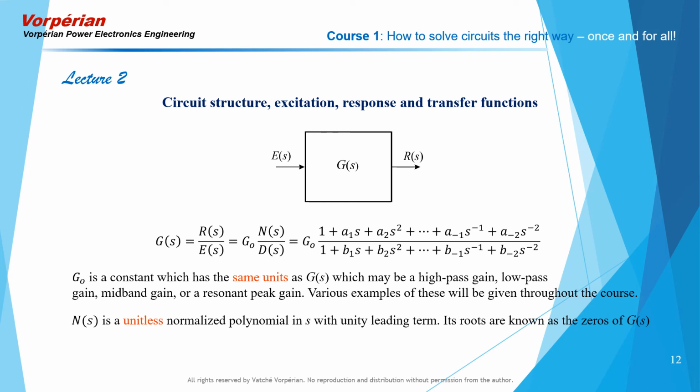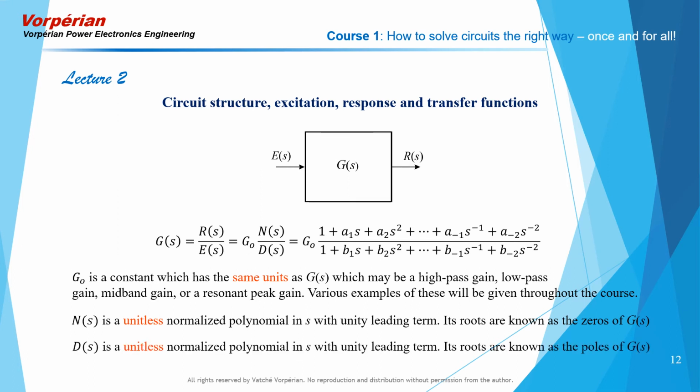N(s), as I mentioned, is a unitless normalized polynomial in s with leading term unity. Its roots are known as the zeros of G(s). Likewise, the denominator is a unitless normalized polynomial in s with unity leading term. Its roots are known as the poles of G(s).